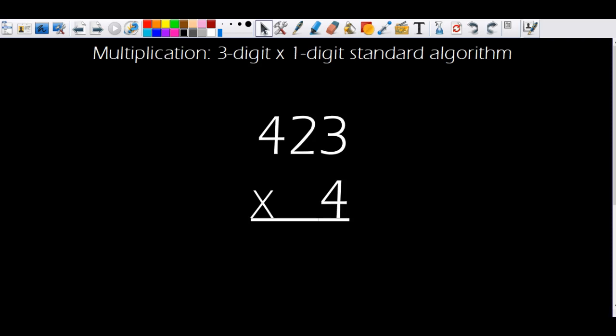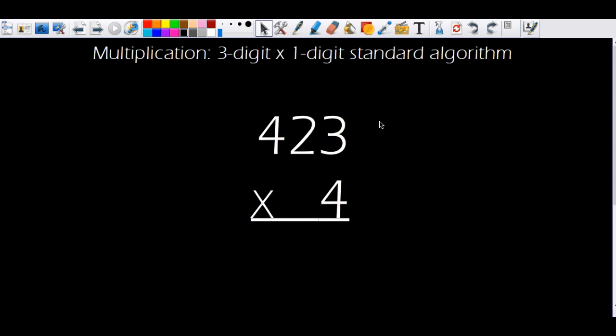So I hope that the parents are relieved to see this, and I hope that this lesson, more importantly, gives you a little bit of relief if you are having struggles with your 3-digit by 1-digit standard algorithm multiplication. Let's take a look. So we're going to take a look at 423 times 4.